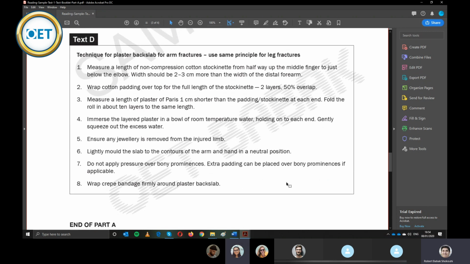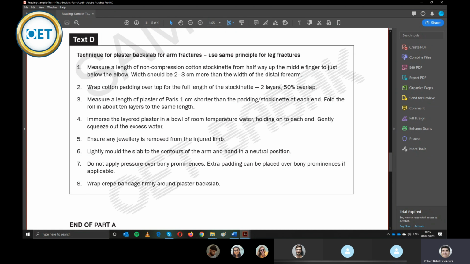Okay, so that's what I did, and how long did that take me? Maybe less than a minute. But this is what we want to achieve, basically, to just look at the keywords and key concepts, okay? And to understand how long it should be, 2-3 centimeters, and then cotton padding, how long, and 2 layers, 50% overlap. So these are the key information.